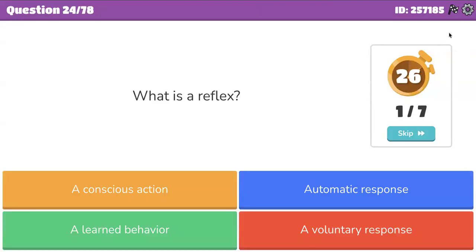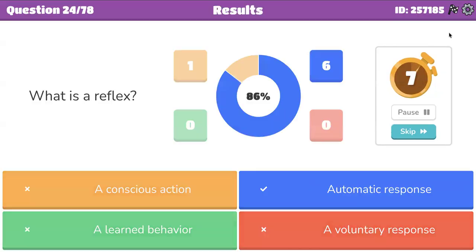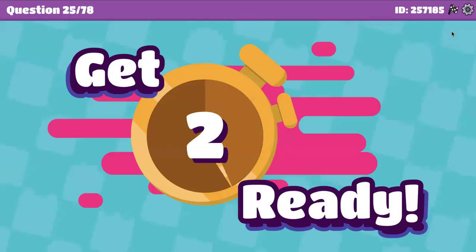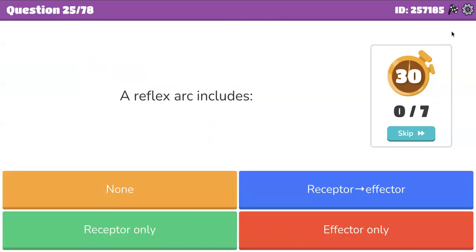What is a reflex? They're like, oh, wow, you have fast reflexes. And it's really silly because they're automatic. Like, you can't really control how fast you move sometimes, but you can train your muscles to have muscle memory.